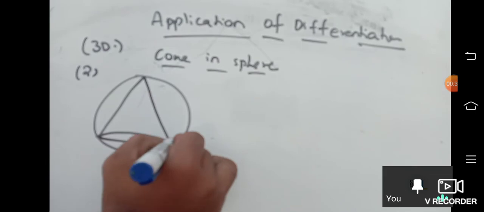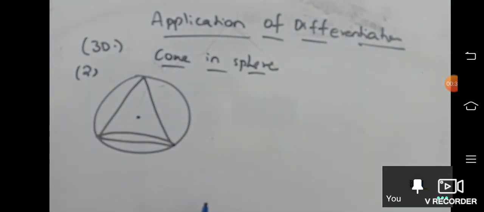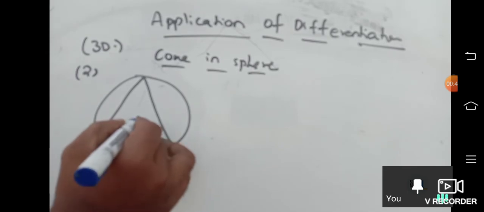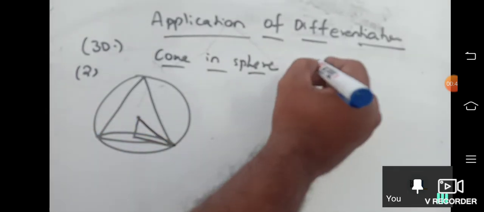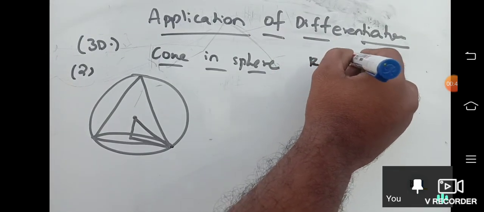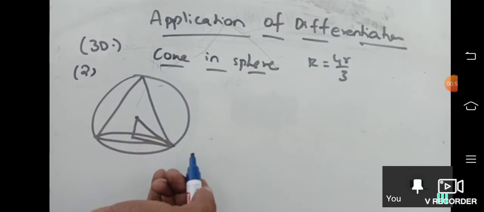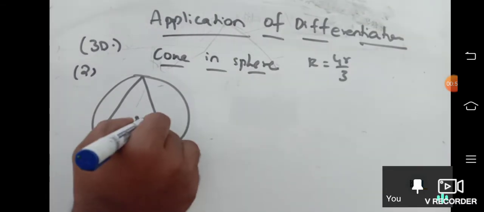This is your diagram. In the cone also, the hidden equation is in this right angle triangle, Pythagoras theorem only. Clear? What you have to prove first: capital R is equal to 4 small r by 3. And the radius of the sphere is 4 by 3 times the radius of the cone, you have to prove finally. Okay? So this is capital R.